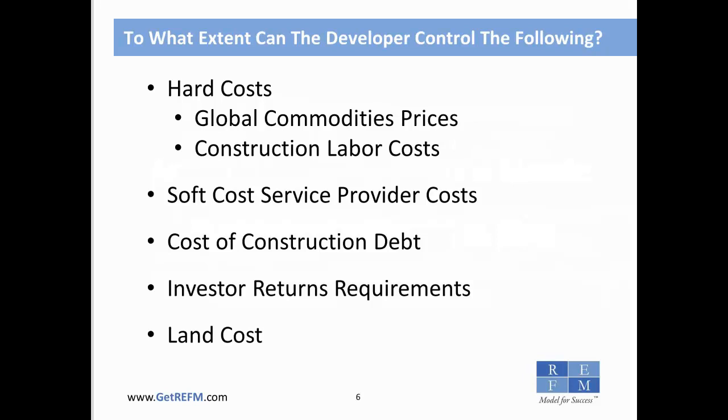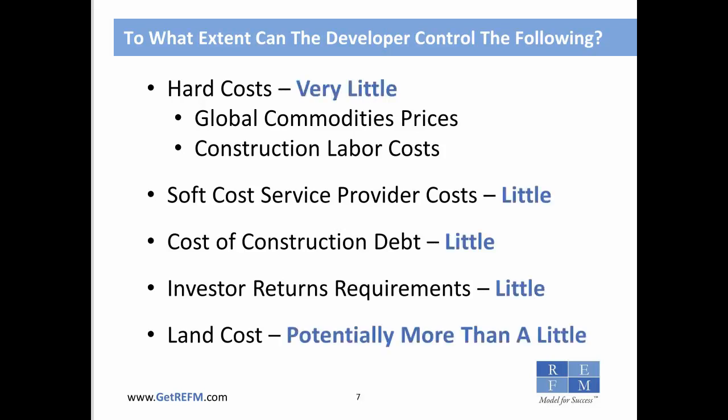I want to start by talking about the extent to which a real estate developer has control over the various elements in a development transaction. Let's take a look first at hard costs. Because those are comprised of global commodities prices and local labor market costs, the developer really has very little control over that element, which is 50 to 60% of the typical development budget.